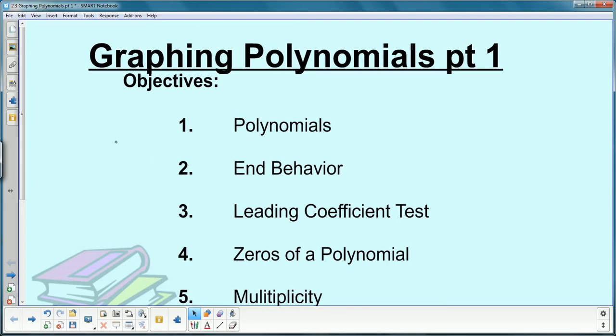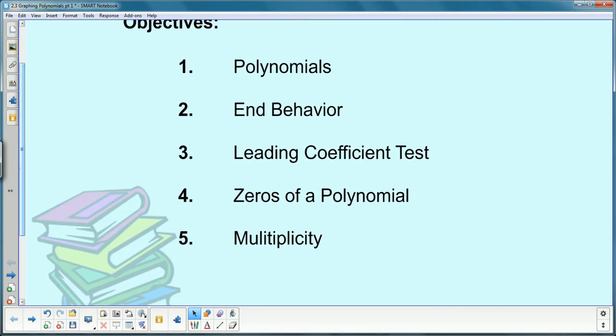Alright gang, so here we go with Graphing Polynomials Part 1. This is actually section 2.3 in the book. We're going to talk about polynomials, give a definition, and then start graphing them. So we need to know what our end behavior is. The leading coefficient is actually going to tell us what that end behavior is. We'll look at zeros of a polynomial and then multiplicity, which also has to do with the zeros.